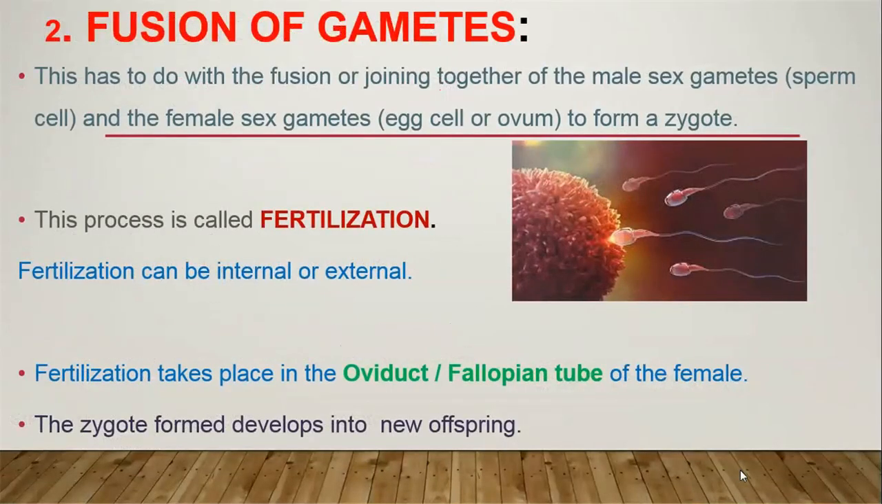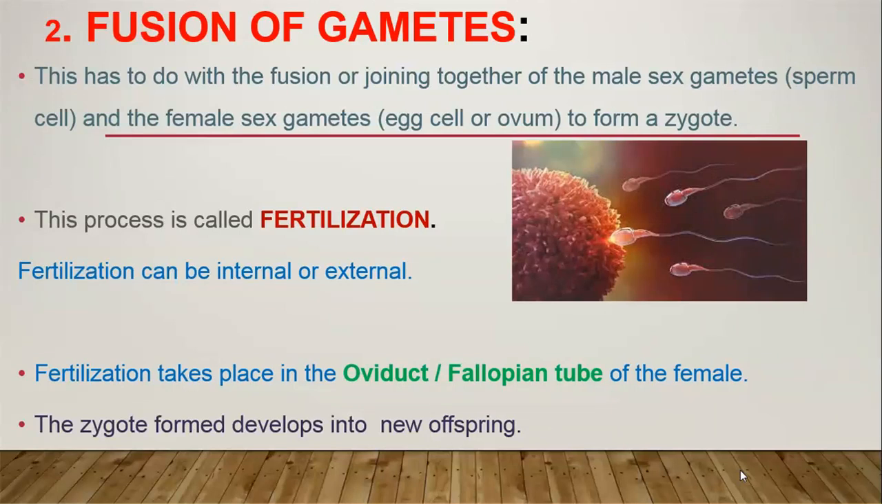Now, the second type of sexual reproduction is fusion of gametes. Now, this has to do with the fusion or joining together of the male sex gamete, which is the sperm cell, and the female sex gamete, which is the egg cell or the ovum, to form a zygote. Now, this process is called fertilization.